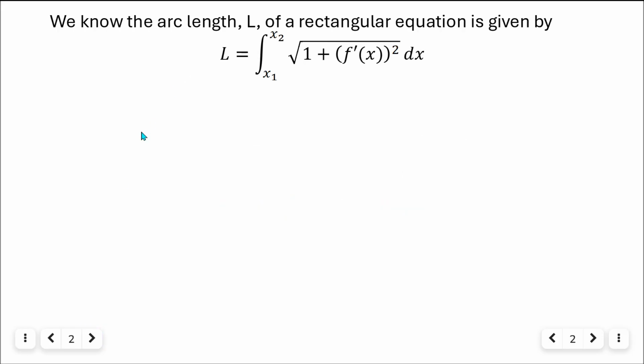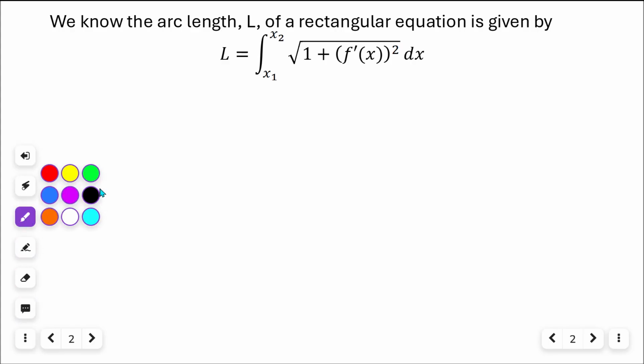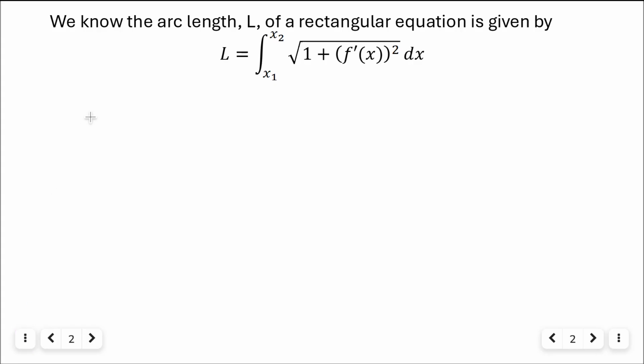So the arc length L of a rectangular equation is given by the integral from x sub 1 to x sub 2, the square root of 1 plus the derivative of f squared with respect to x. That would be the arc length. Remember, arc length is just a fancy way to say perimeter. These mean the same thing. Basically, arc length is the perimeter of a curve.